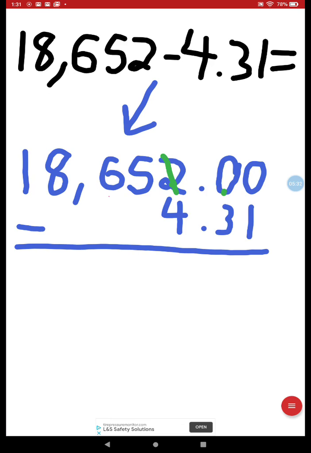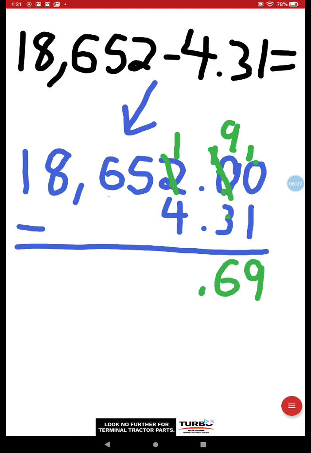What's 2 subtract 1? Very good, it's 1. And I put the 1 here. I now read this as 10. I can borrow from 10. What's 10 subtract 1? Very good, it's 9. That 1 that I'm borrowing, I put up here. I now read this as 10. What's 10 subtract 1? 9. Good. Now what's 9 subtract 3? Very good. 6. Bring that decimal point straight down.